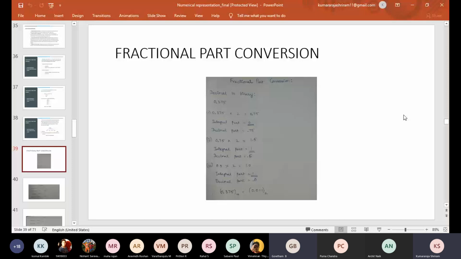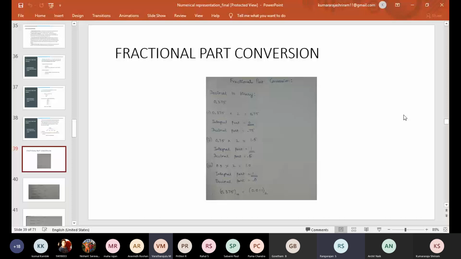Hello, I am Rangarajan. I am going to speak about fractional part conversion, decimal to binary conversion. I am taking an example, 0.375. The first step is to multiply 0.375 by 2, which is equal to 0.75. Here the integral part is 0 and the decimal part is 0.75. The next step, 0.75 times 2, is equal to 1.5. The integral part is 1 and the decimal part is 0.5.